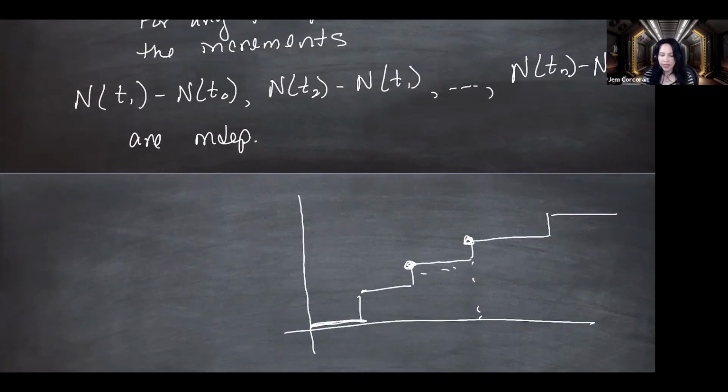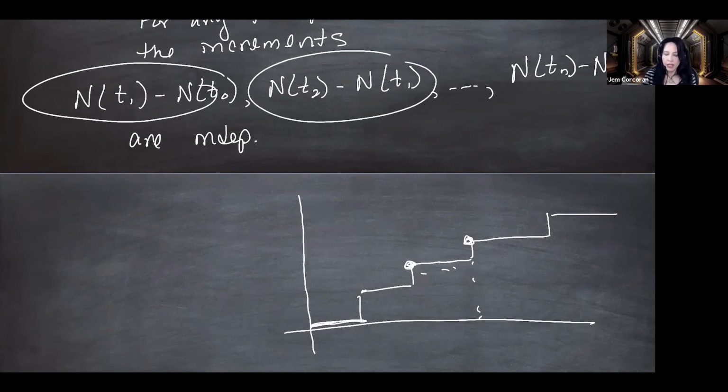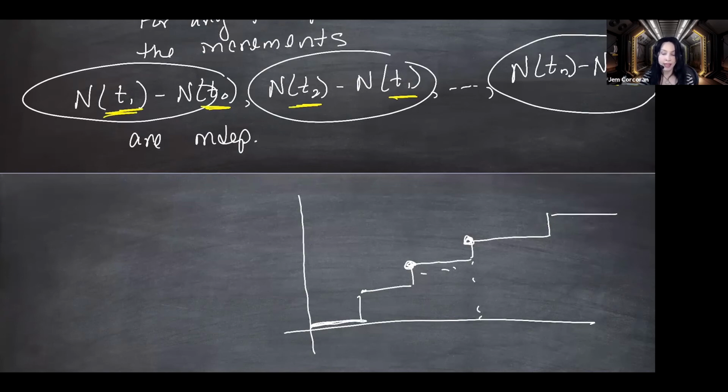But the increments are independent. Each of these things I'm circling is the number of arrivals in the interval from, and I'll be more specific eventually, t0 to t1, and the number of arrivals between t1 and t2. And at the end here, the number of arrivals between time tn minus 1 and tn. So if you blocked off different regions of time here, the number of steps up in this region is going to be independent of the number of steps up in here.